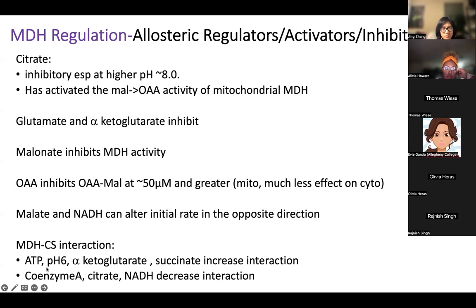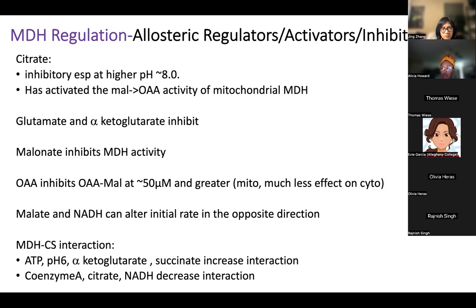Fairly recently, a group in Nebraska published some interactions between malate dehydrogenase and citrate synthase. They showed that ATP, lower pHs, alpha-ketoglutarate, and succinate all increase the affinity of MDH for citrate synthase. Some of that intuitively makes sense, and some of it counteracts or contradicts the inhibition or activation that we see enzymatically. So trying to put these two things together, there are some really interesting areas of science in there.